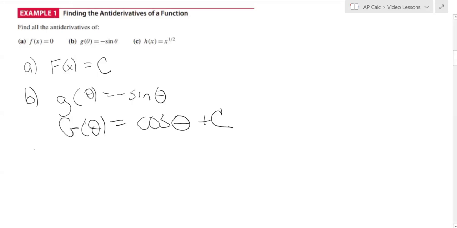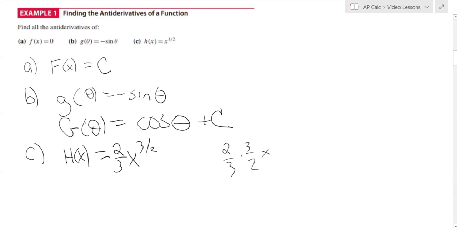Now for part C, the antiderivative of x to the half is going to be capital H equals 2 thirds x to the 3 halves. And this is because the derivative of 2 thirds x to the 3 halves is, you would bring the 3 halves down, multiply by 2 thirds, and the 3 halves subtracted by 1 would give you x to the 1 half. So all the antiderivatives would be of the form 2 thirds x to the 3 halves plus c.